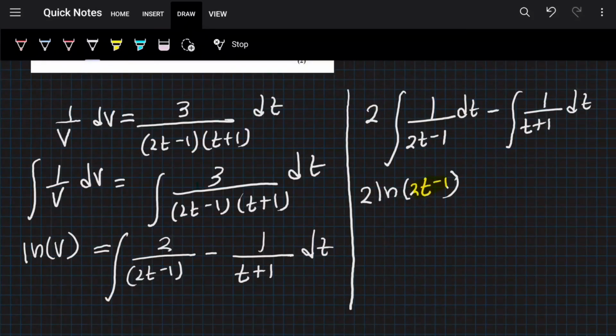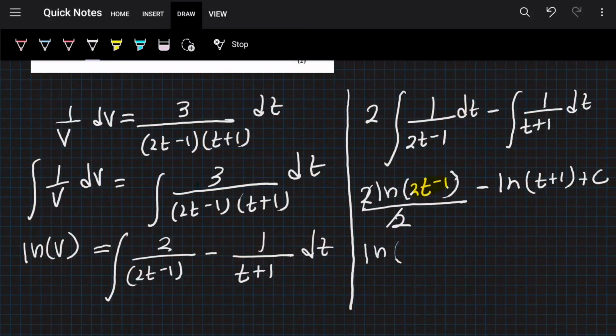When we differentiate we get 2, so we divide the whole expression by 2, minus ln t plus 1, and plus a constant, because whenever we integrate we get a constant at the end. So now we can cancel these 2, so we get ln 2t minus 1 minus ln t plus 1 plus c, and we can simplify this expression.